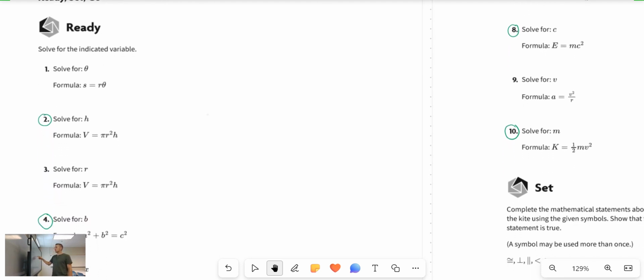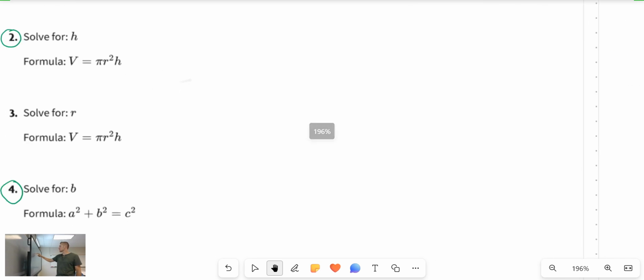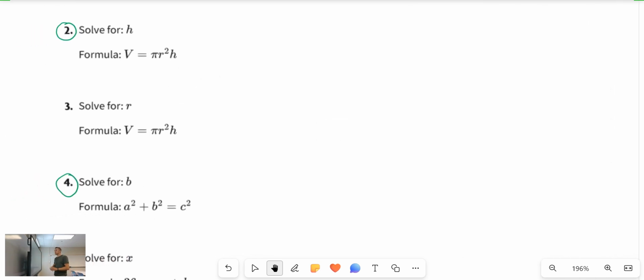So we're going to start with the Ready, which starts with number 2. That's the first one that is assigned for today. So we're going to solve for h. For all of these, we are just going to take some formula or some equation and solve for a given variable. So in this case, we're solving for h. So let's get right to it.